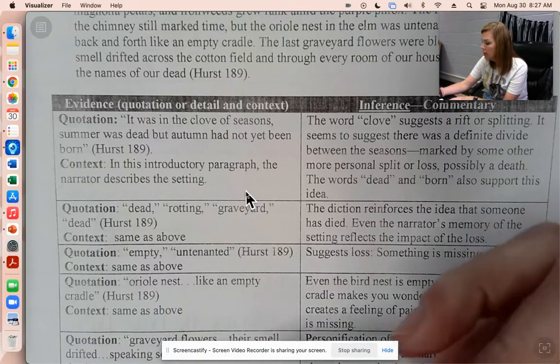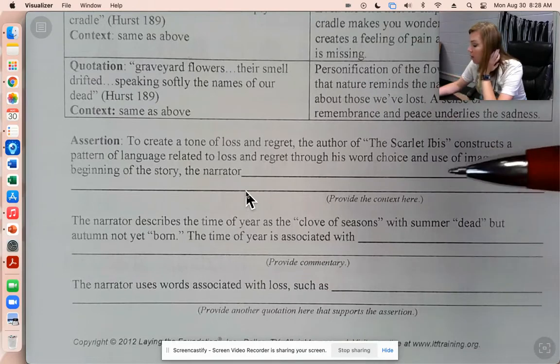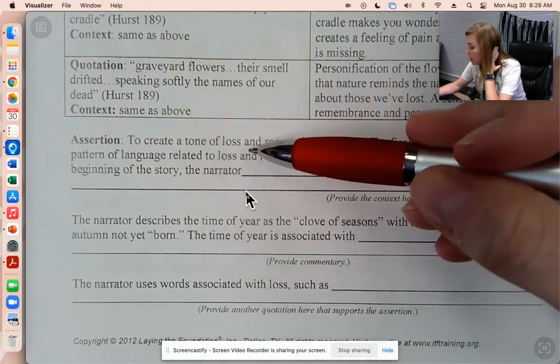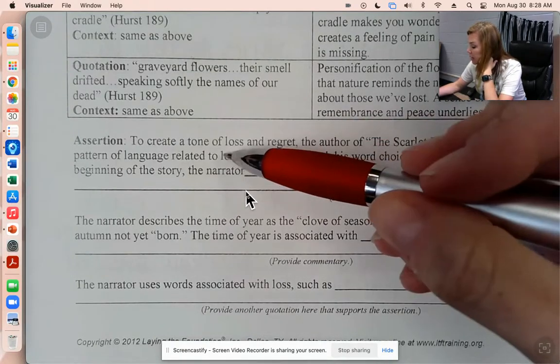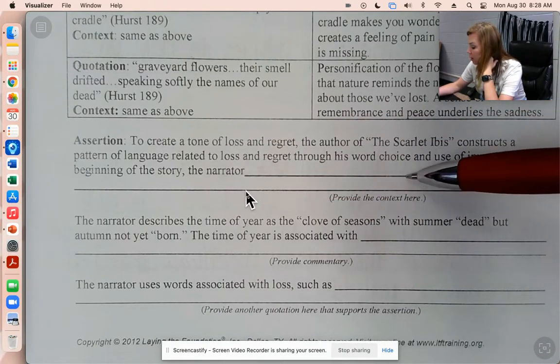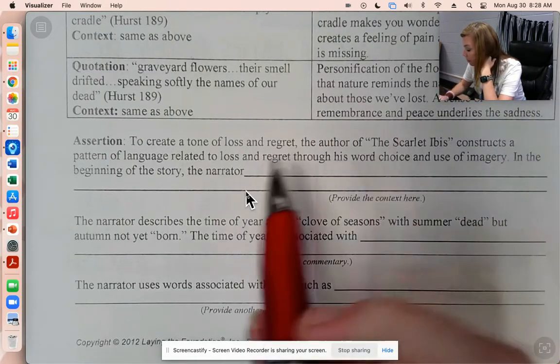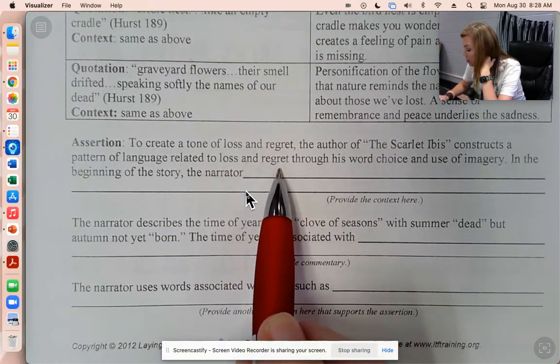All right, so here's the assertion at the bottom. To create a tone of loss and regret, the author of The Scarlet Ibis constructs a pattern of language related to loss and regret through his word choice and use of imagery. In the beginning of the story, the narrator, now we need to find some context where the narrator uses a pattern of language that's related to loss and regret.